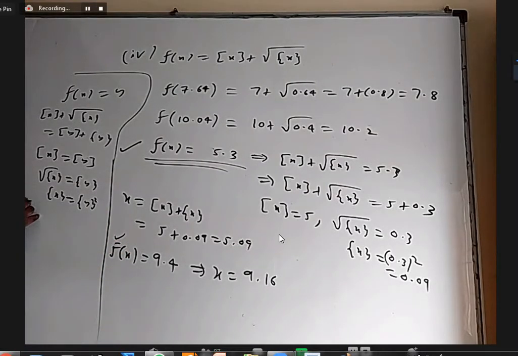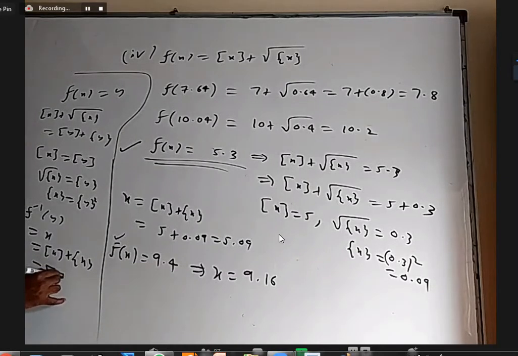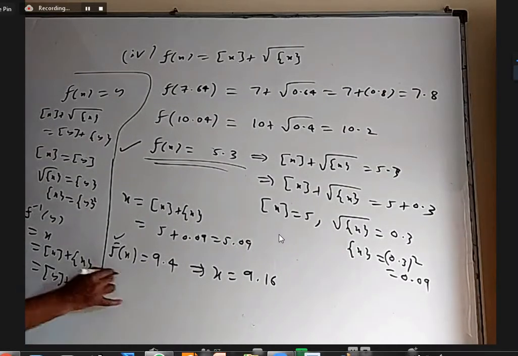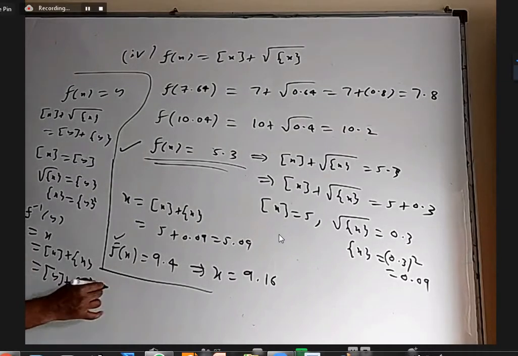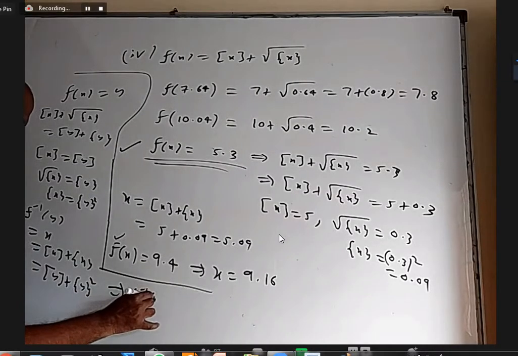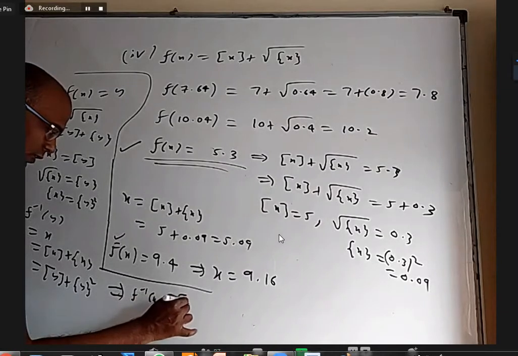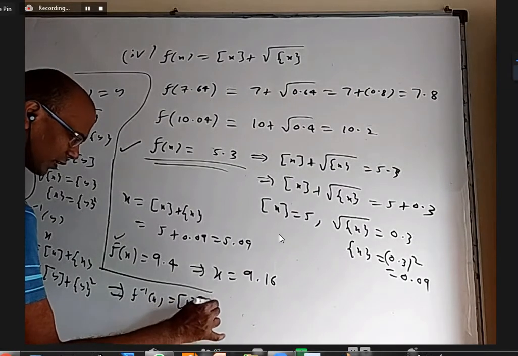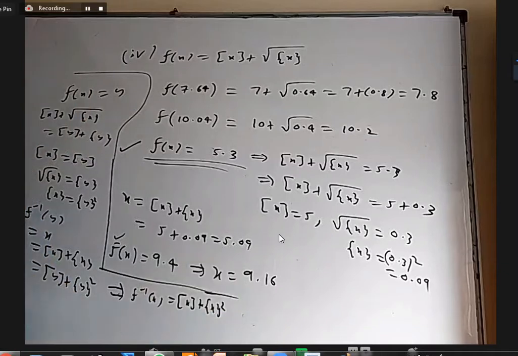Now we want to find x as f inverse y, correct? So f inverse y, which is equal to x, which is equal to integer part of x plus fractional part of x. And integer part of x is the same as integer part of y, but fractional part of x is fractional part of y squared. Okay, so that's it. That's the answer. We got f inverse y is this. So based on that, f inverse x is integer part of x plus fractional part of x squared.